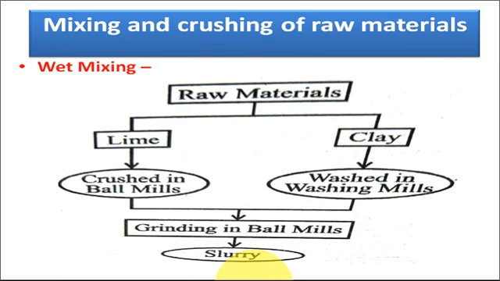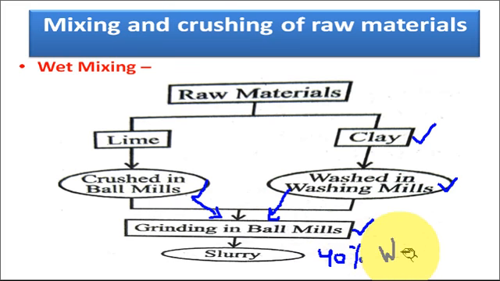While in the wet mixing, the calcareous material and the argillaceous material, that is lime and clay, are first separately crushed. Limestone is crushed in ball mills, while the clay rocks, argillaceous materials, are first washed and then crushed in the different mills. Now both of these are mixed in the definite proportion in the ball mills and grinded together.